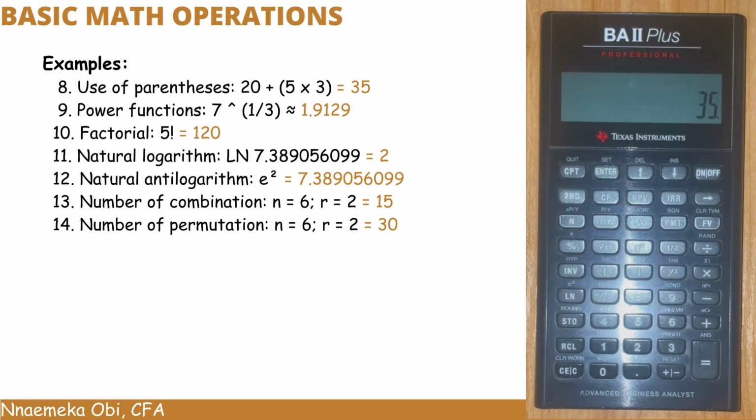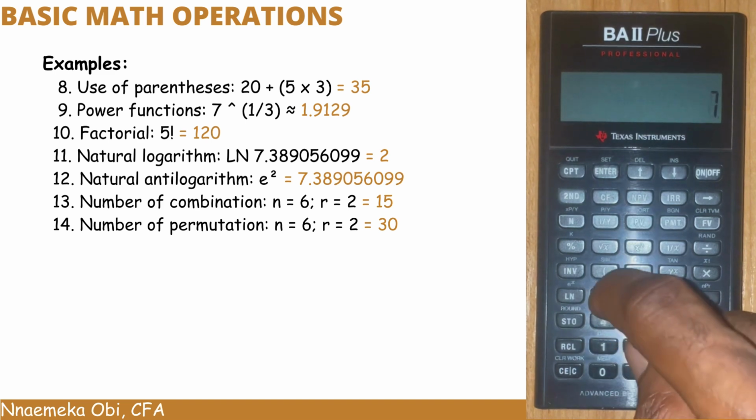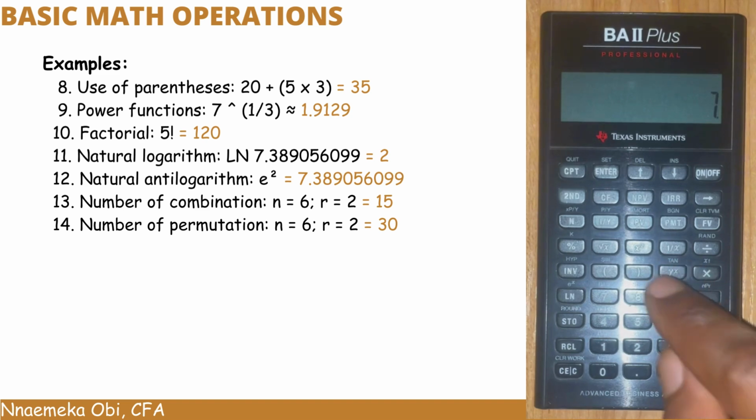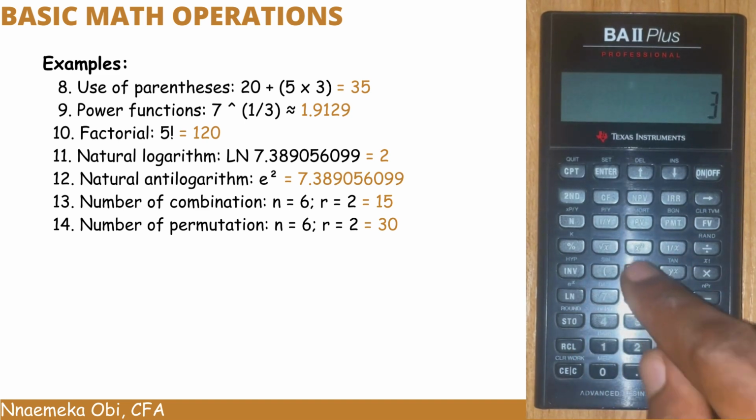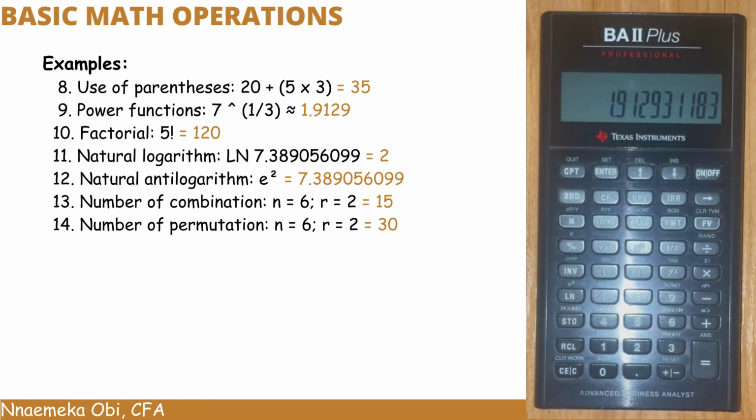In example 9, we are going to be using the power function in the calculator. So we want to get 7 raised to power 1 over 3. This is how we are going to press it in the calculator. You first of all press 7, then you press raised to power. You open a bracket, we'll press 1 over 3, we'll close the bracket, we'll press equal to. So we have that this is approximately equal to 1.9129.